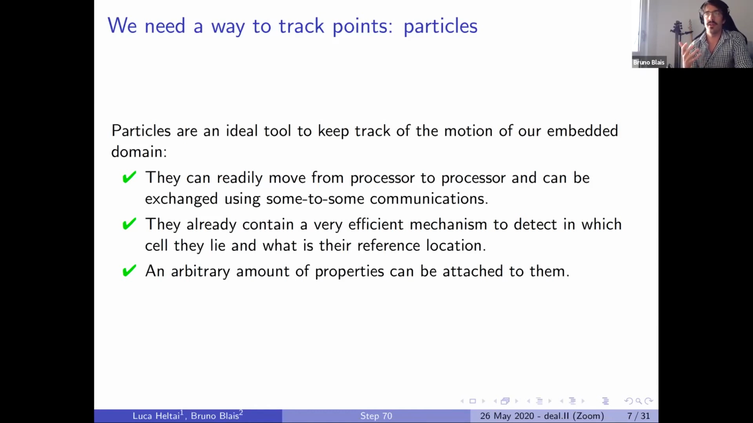Particles are an ideal tool to keep track of the motion of our embedded domain, because they can readily move from one processor to another using MPI sum-to-sum communication. They already contain inherent efficient mechanisms to detect in which cell they lie and then deduce their reference location. And we can attach an arbitrary amount of properties to them. So for instance, velocity, or actually, as we will see, we will be attaching information to the particle that will allow us to bring their information back to distributed MPI vectors.